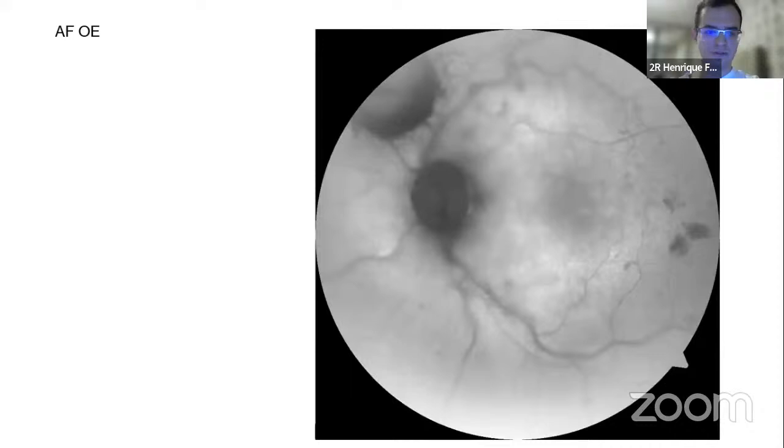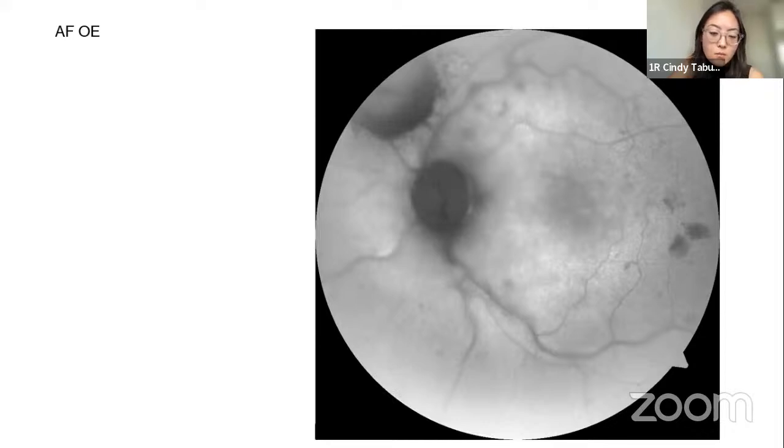Aqui, autofluorescência do olho esquerdo. Então, no olho esquerdo, aquela lesão superior ao disco é uma lesão hipoautofluorescente e tem também as hemorragias, que têm um padrão hipoautofluorescente também por bloqueio.